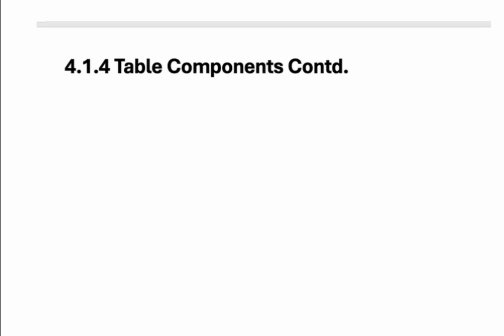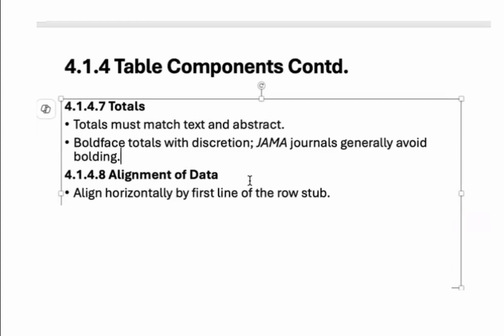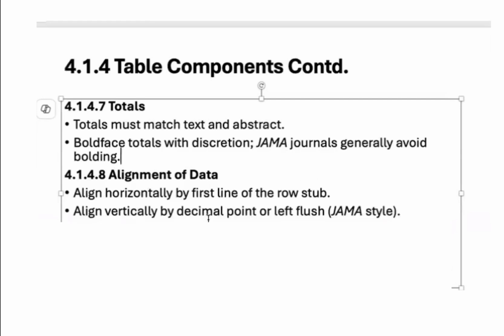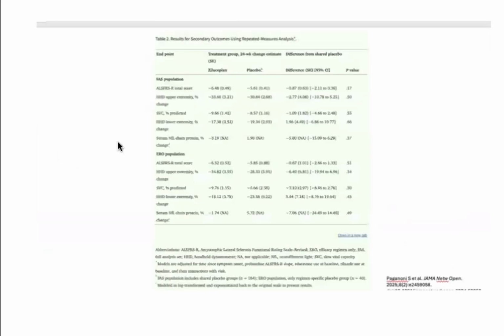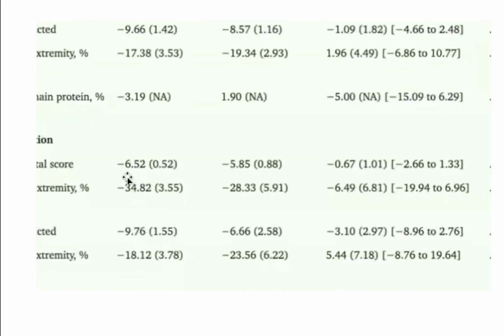Table components continued. Totals must match the text and the abstract. That's something that an editor should check for. Boldface totals with discretion; JAMA journals generally avoid bolding. Alignment of data: align horizontally by first line of the row stub, and align vertically by decimal point or left flush. So that's JAMA style. Let's go back to our table example. So these are all lined up by left flush right here.